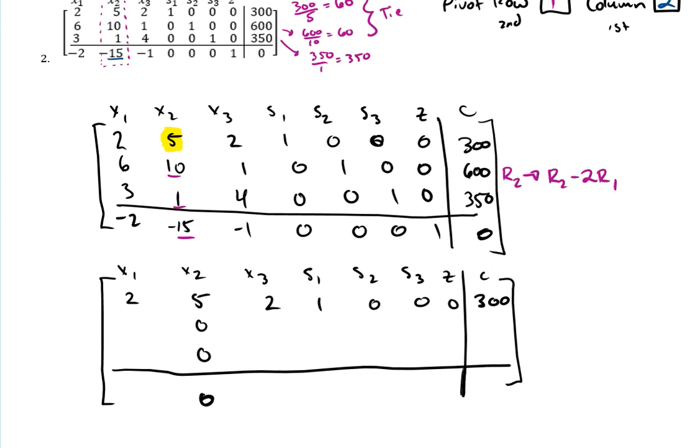That should make that 0. So 10 minus 10 is 0. And then at this point, I'm going to carry out that row operation on this row directly below.